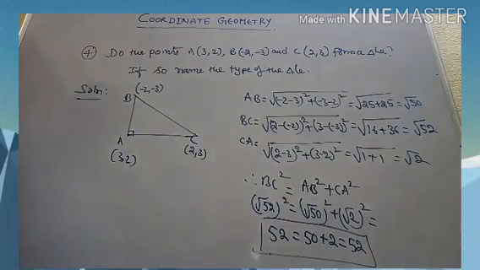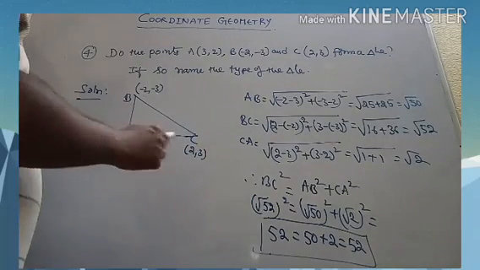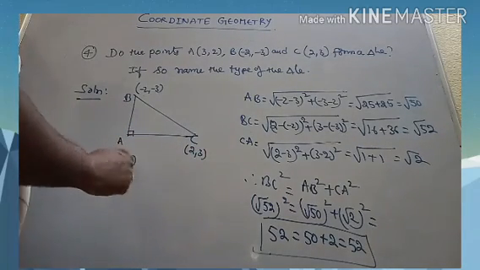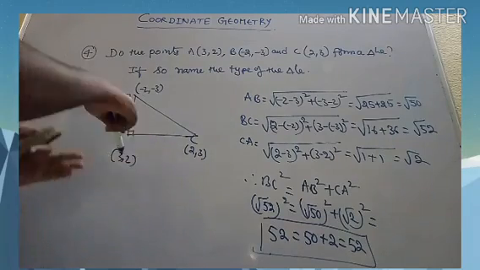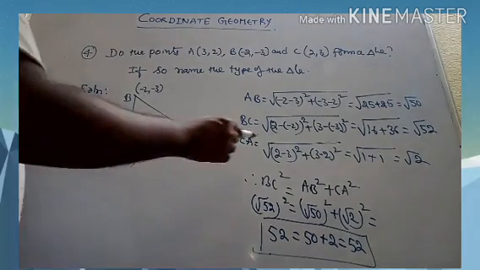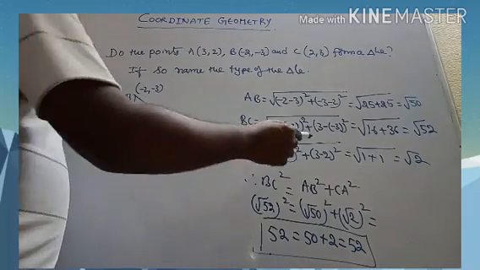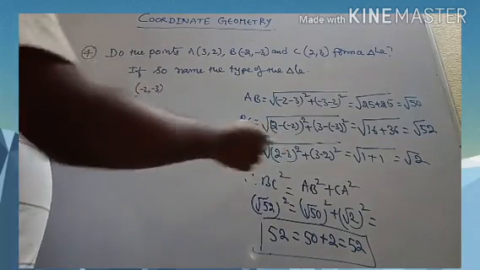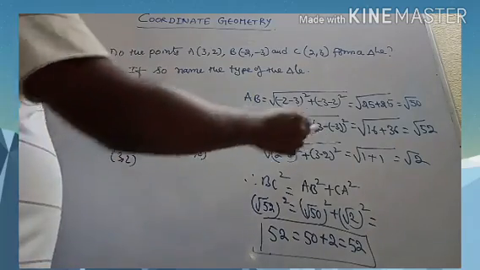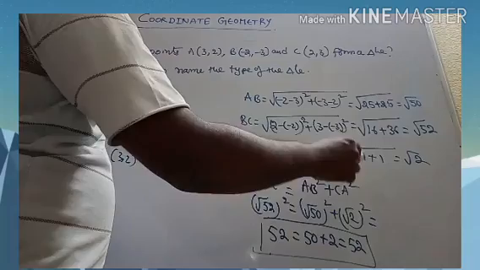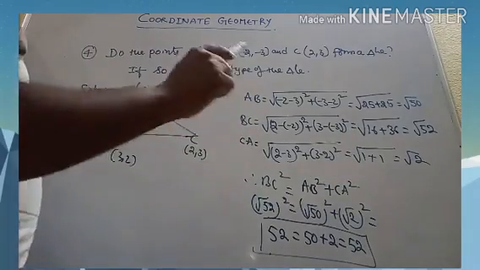And CA, while you are doing this, you take one of them as x1, y1 and another one as x2, y2. No problem. Anything you can take as x1, y1 and anything you can take as x2, y2. Then if you find the distance between C and A, you are going to get the square root of 2 minus 3 whole square plus 3 minus 2 whole square, that is square root of 1 square plus 1 square, that is square root of 1 plus 1, that is square root of 2.